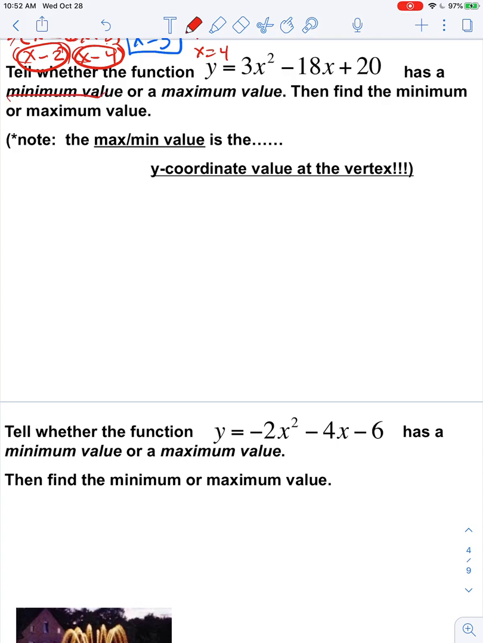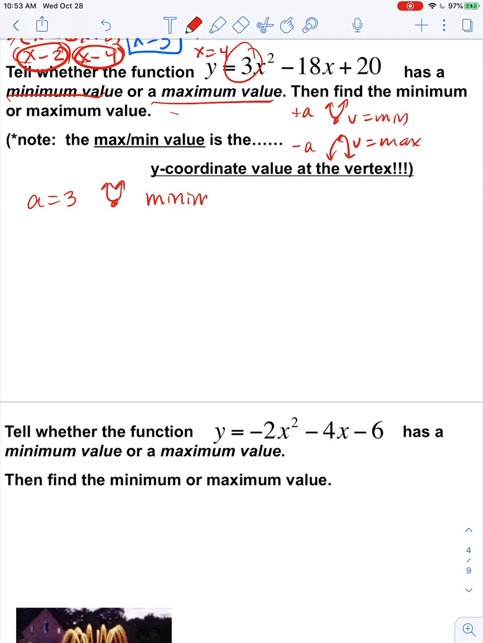So this wants to know if it has a minimum value or a maximum value. That's pretty easy to think about, because if I had a positive a, it'll open up and the vertex will be a minimum. If I have a negative a, it'll open down and the vertex will be a maximum. So when I look at this problem, it has a positive a value of 3, so it's going to open up, which means this one's going to have a vertex that is a minimum.